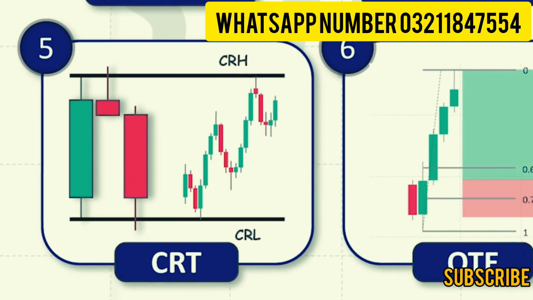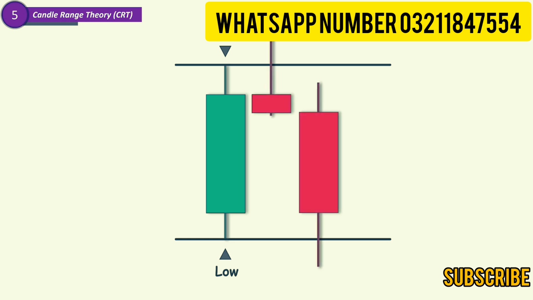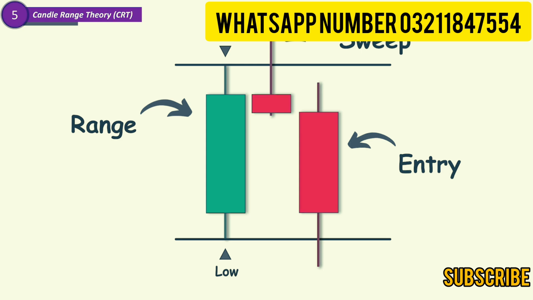Number 5. Candle Range Theory. Candle Range Theory, or CRT, is a trading concept that focuses on the price range, high to low, of a single candlestick on the chart. The typical concept of this strategy usually involves 3 candles, and each candle has its own important role. The first candle defines the range. The second candle creates the sweep. The third candle provides the entry.